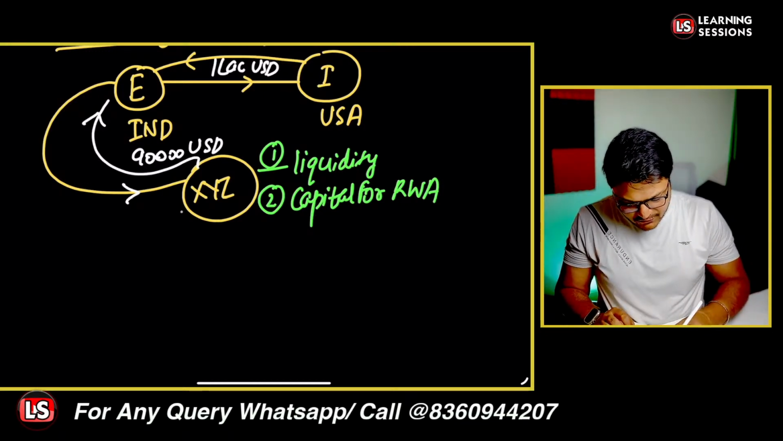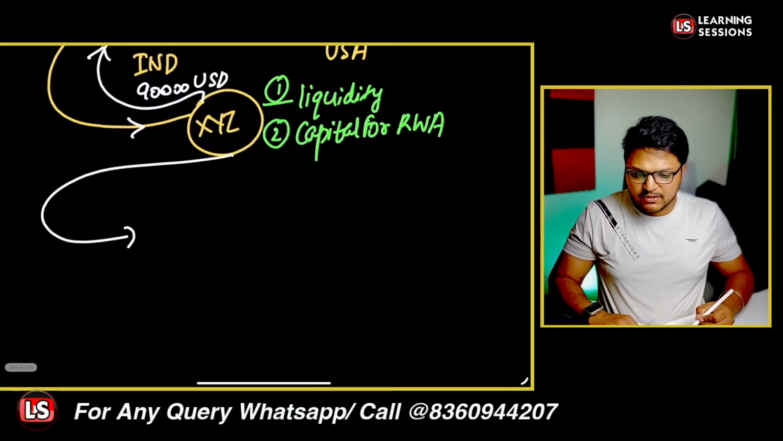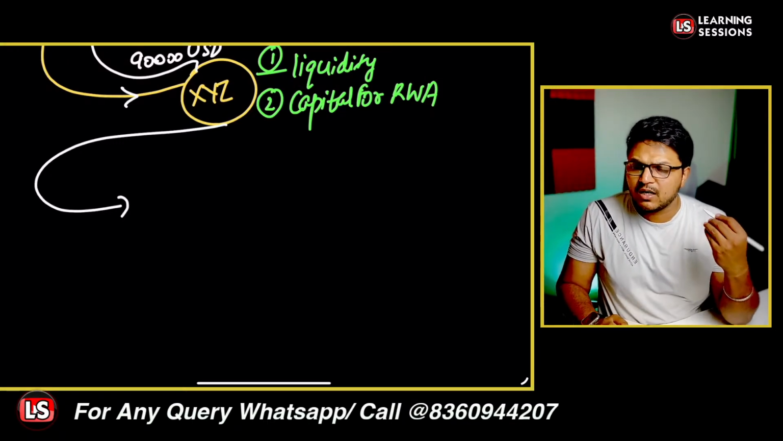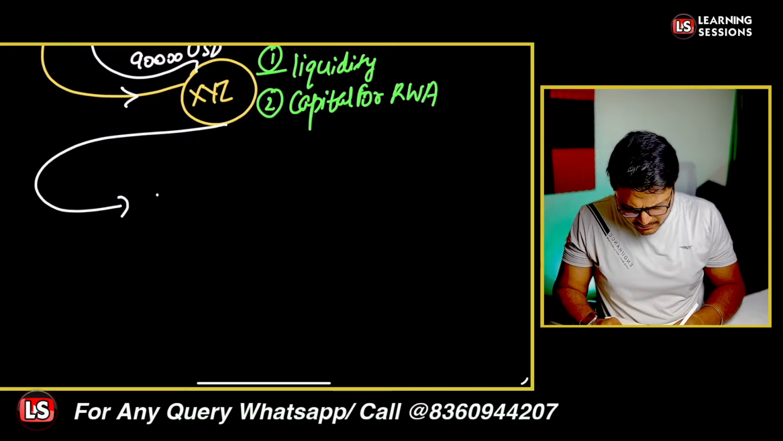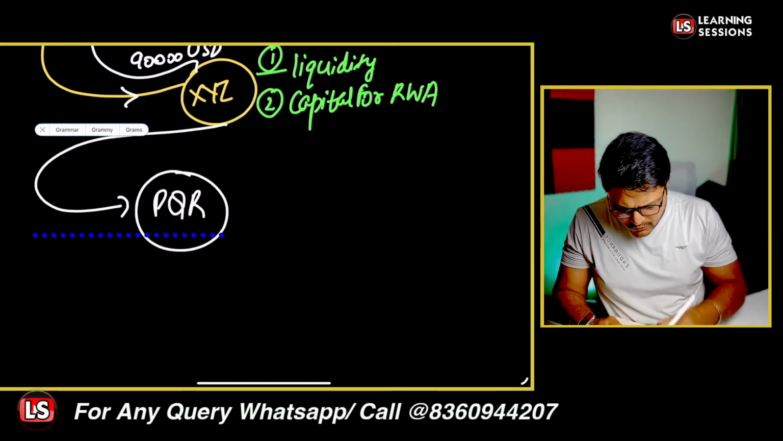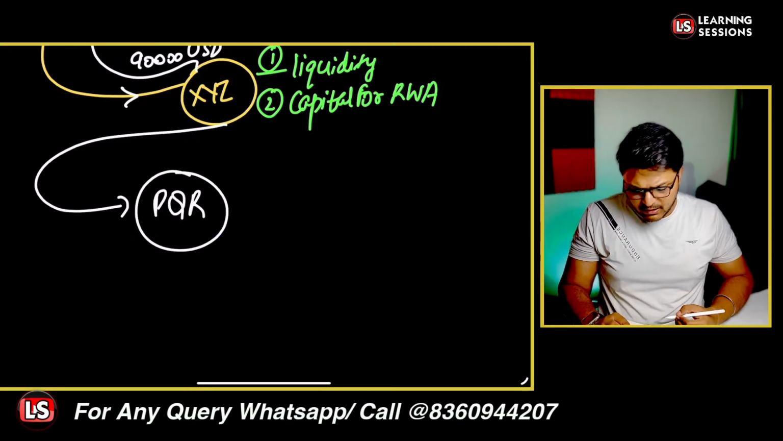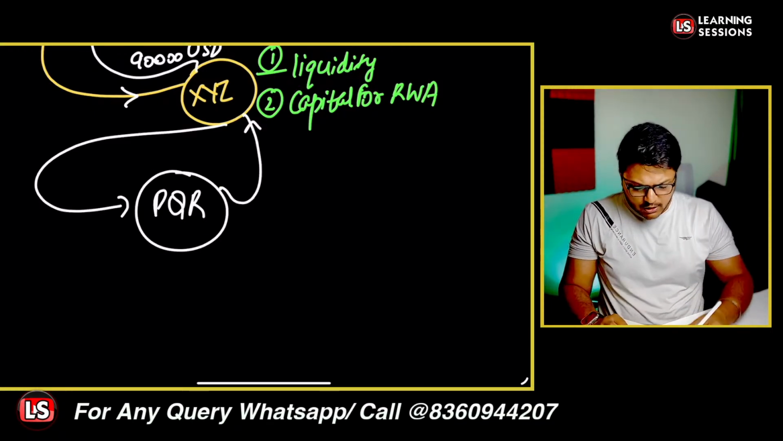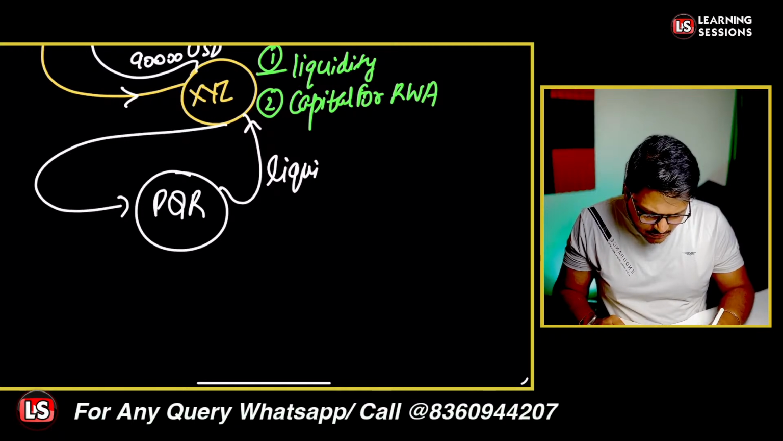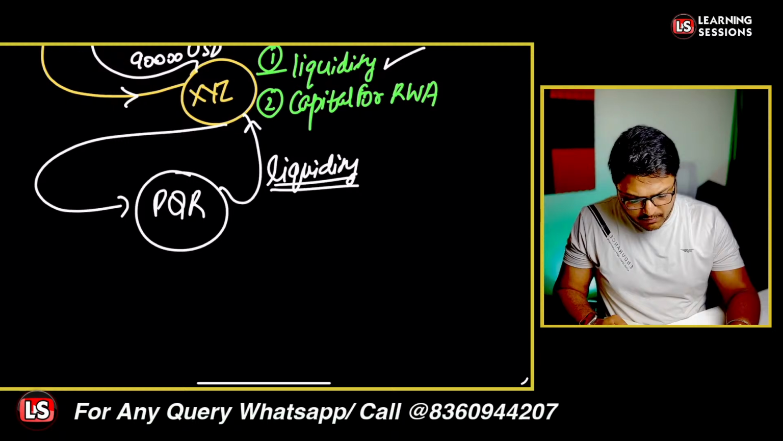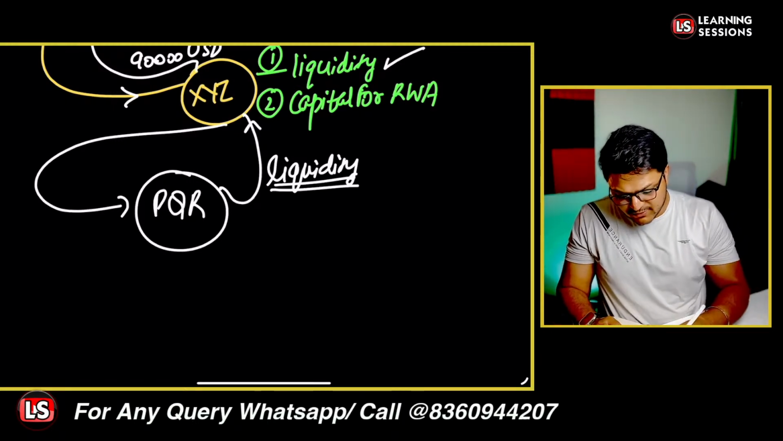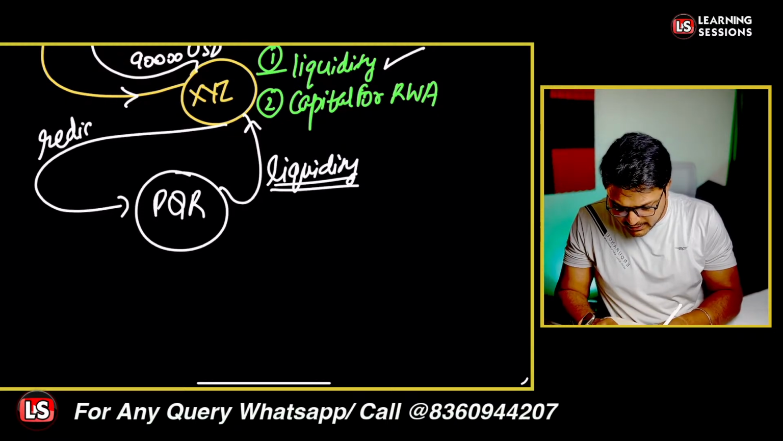Now particularly, let's say XYZ moved to some other institute, let's say Exim bank, or to another bank, PQR bank over here, which will be rediscounting this particular bill. Now, PQR will be providing the liquidity to the XYZ bank, and ultimately this problem of the liquidity is resolved, right?